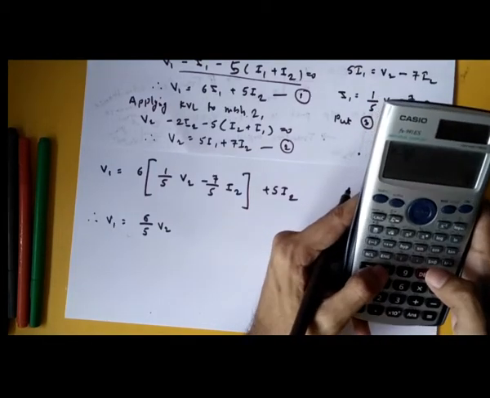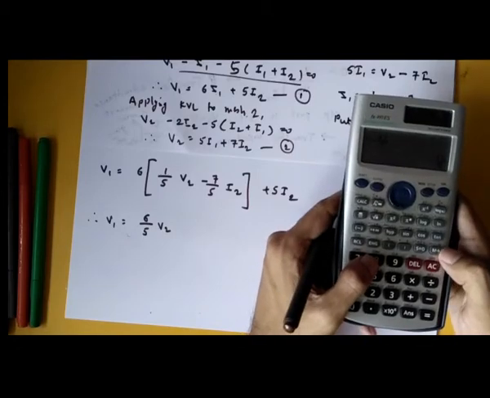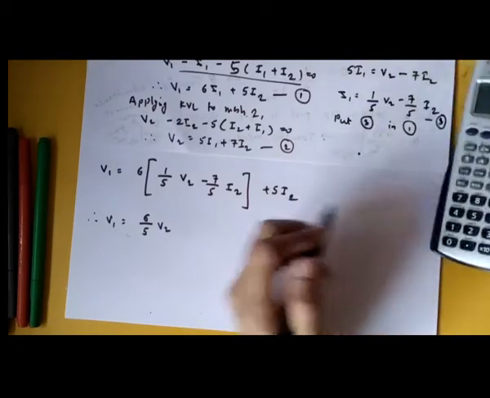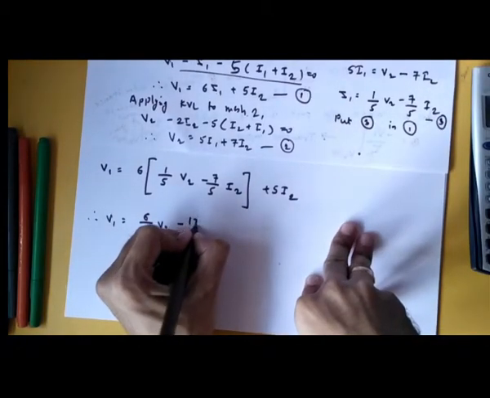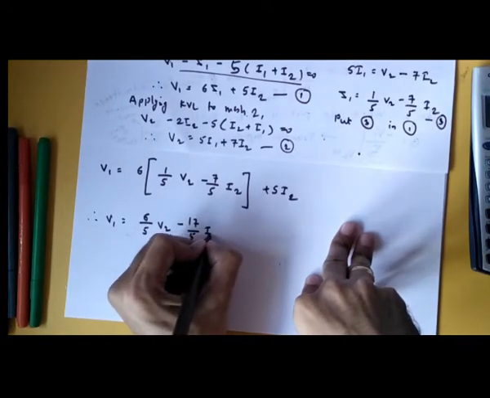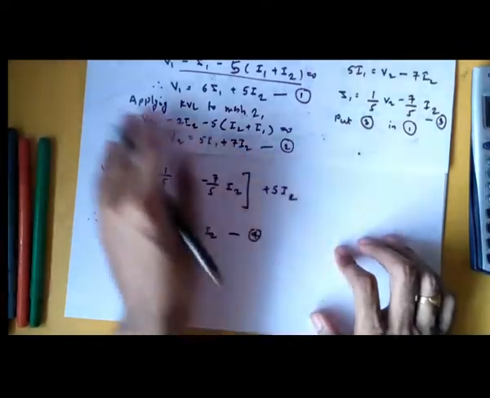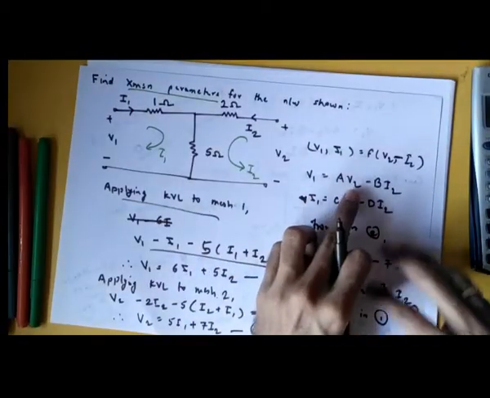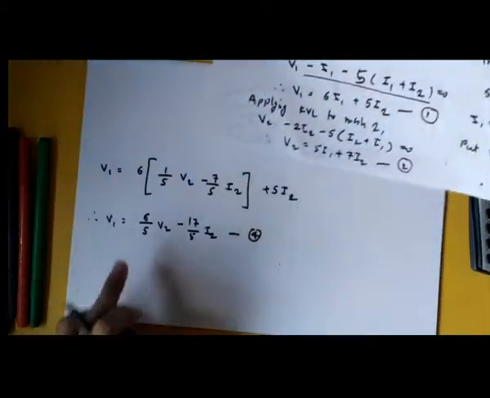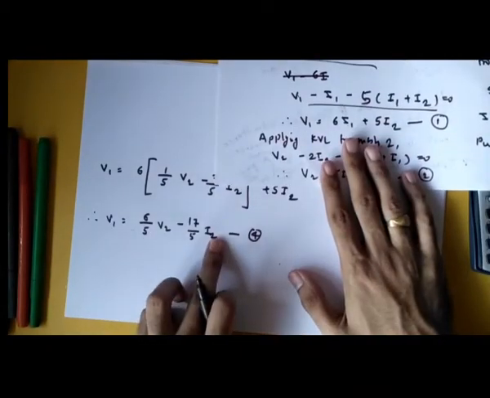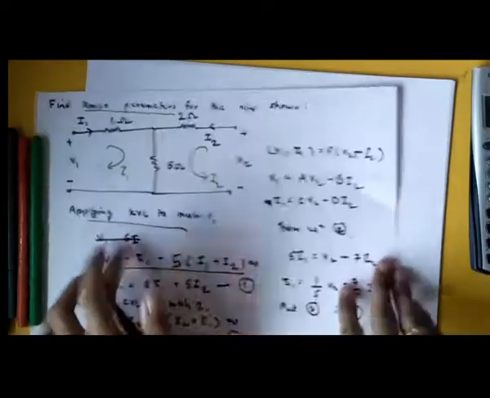So how much is it? Minus 17 by 5. So minus 17 by 5 I2, right? Let's say this is equation 4. So what we wanted was V1 in terms of V2 comma minus I2. So this will be our equation, right?